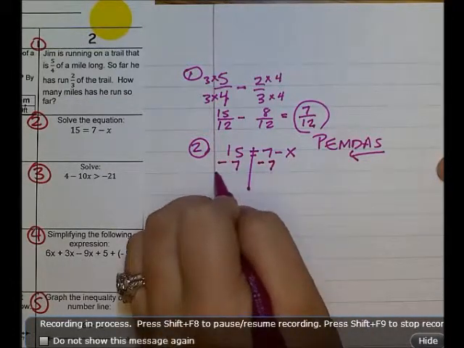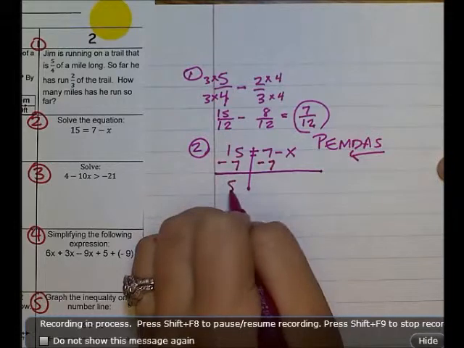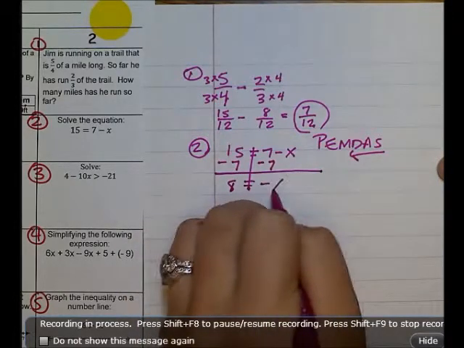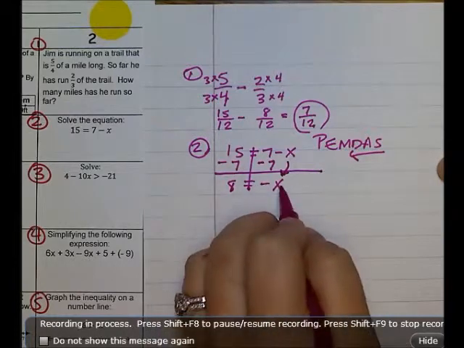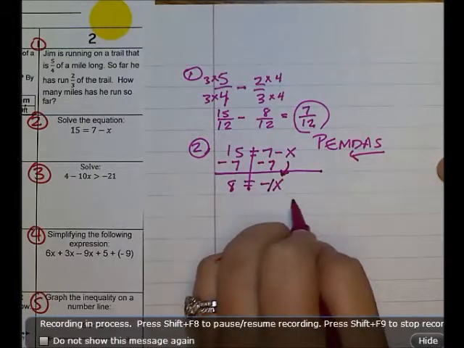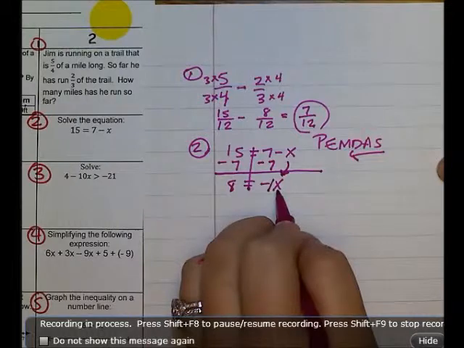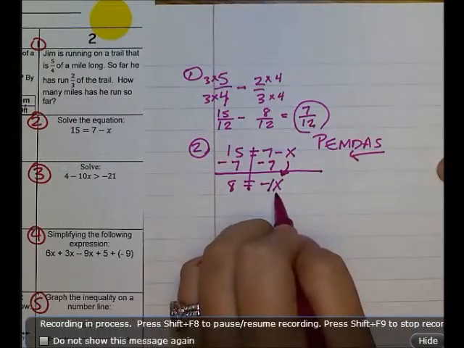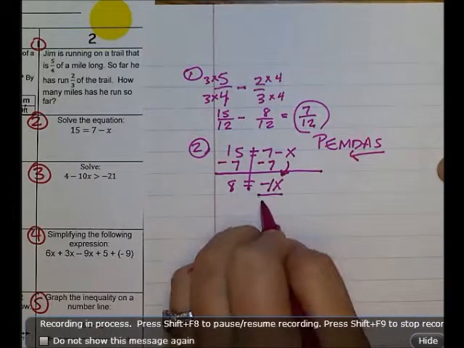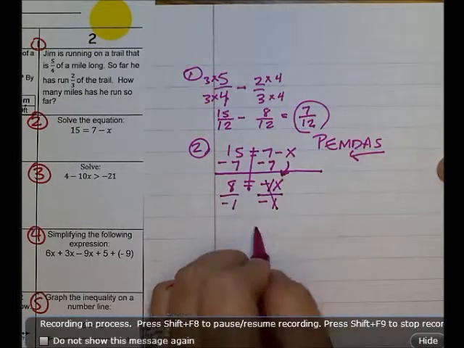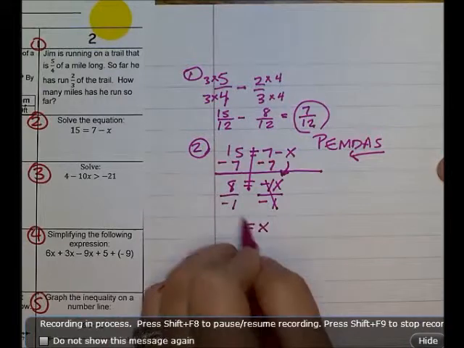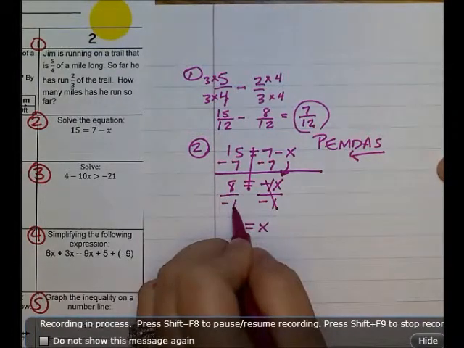So 15 minus 7 is 8 equals negative x. So I'm bringing down whatever's left. Now I see that there's a negative x, and it's known, just not shown again, that there is a negative 1 existing, so we have to do the inverse operation, which represents dividing by negative 1. So those go away. We're left with x on the right hand side. x equals 8 divided by negative 1, which is negative 8.